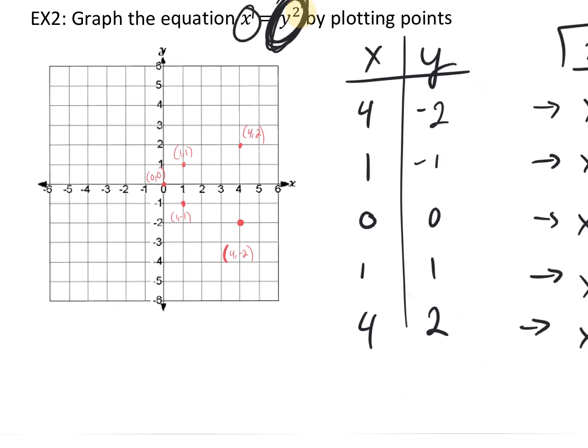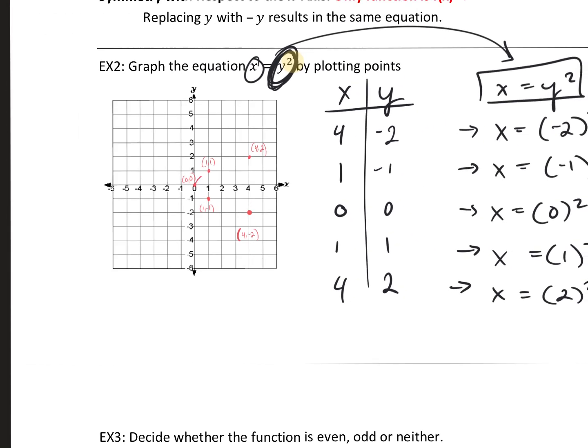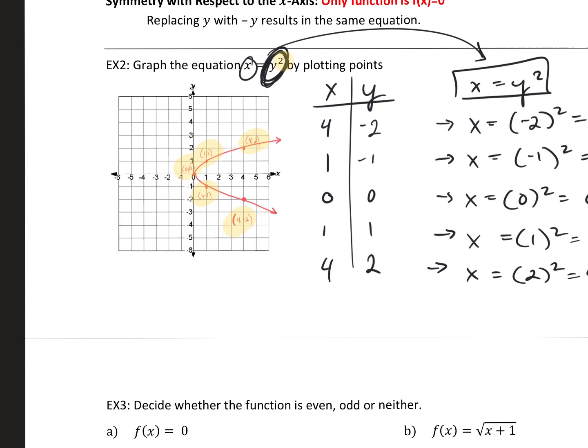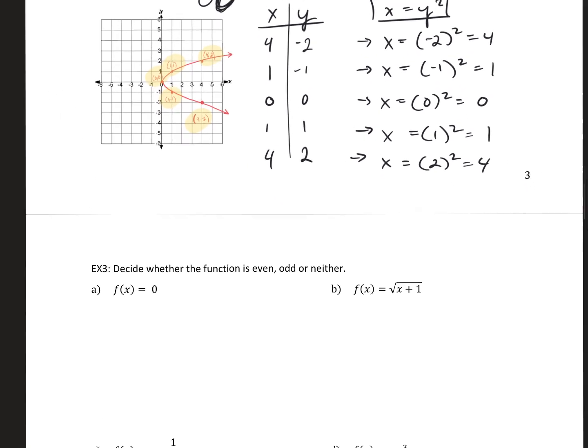Okay, so if I were to graph this, that comes out looking like a sideways facing parabola. And there we go. Again, with parabolas, please graph 5 points for a parabola. For lines, I just require 3 points.